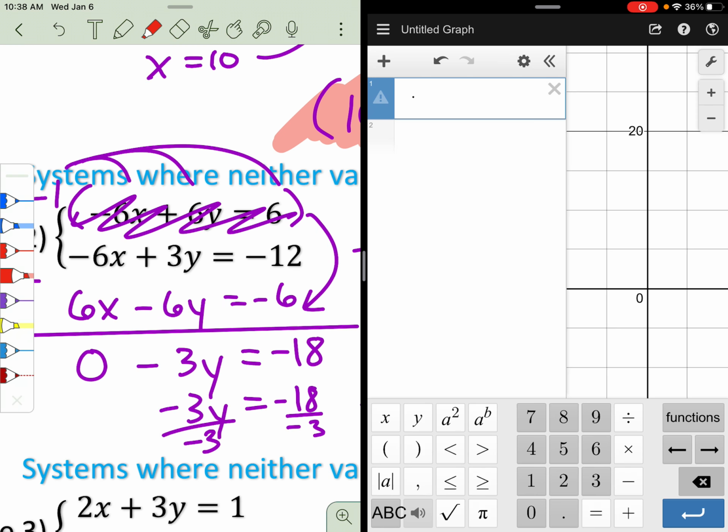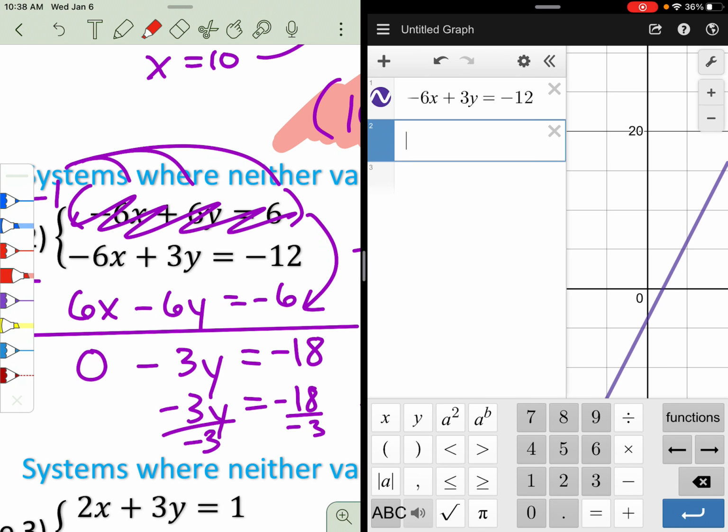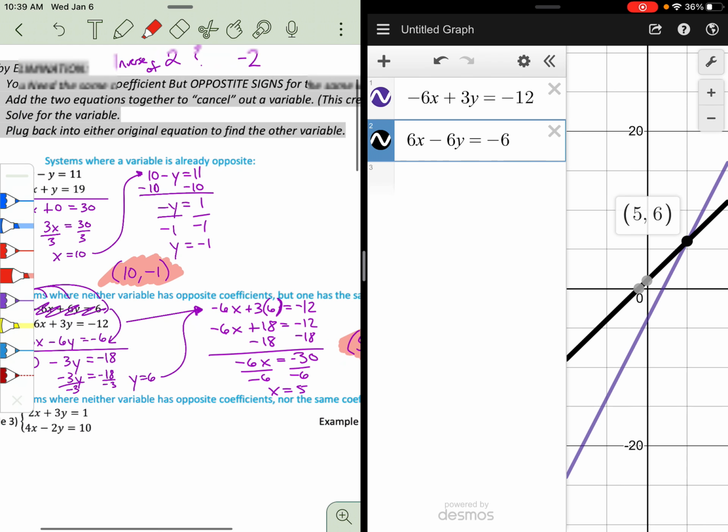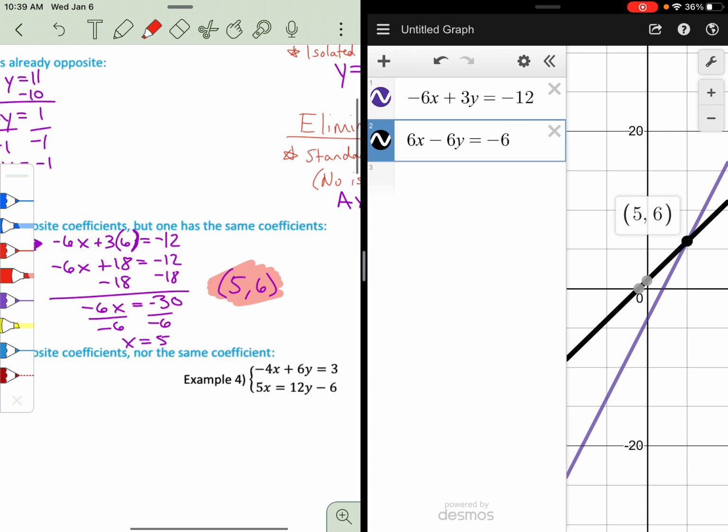So negative 6x plus 3y equals negative 12. So if you're at home, this is a great way to see if you're getting the right solutions, or to see what the solution should be, so that you can do those later. Minus 6y equals negative 6. And our solution is, right where they touch, that's 5 comma 6, which is what we had. Perfect. Okay? All right, let's keep going on.